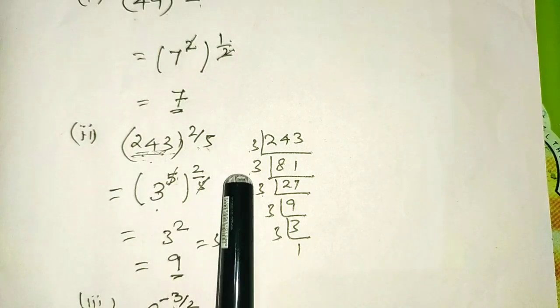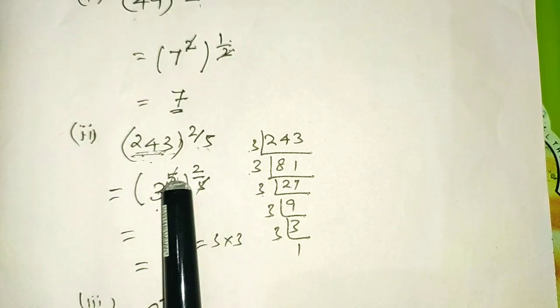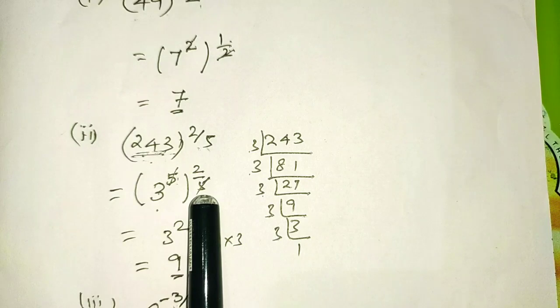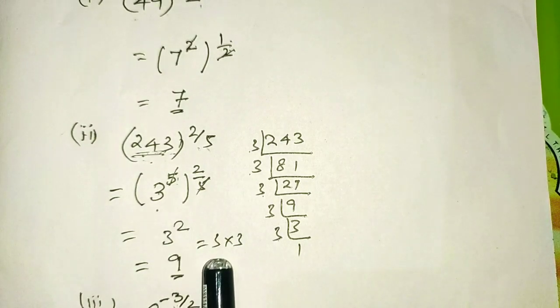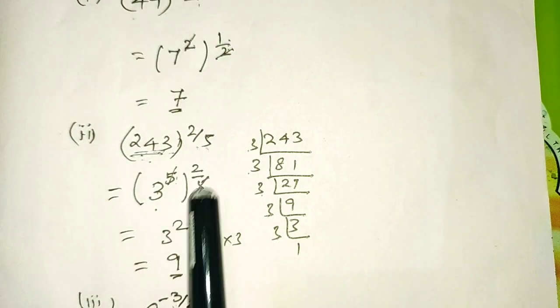3 power 5 whole power 2 by 5. Here the 5 and this denominator 5 gets cancelled. You will get 3 power 2. 3 power 2 can be expanded as 3 into 3. You will get 9. So 9 is the value of this 243 whole power 2 by 5.